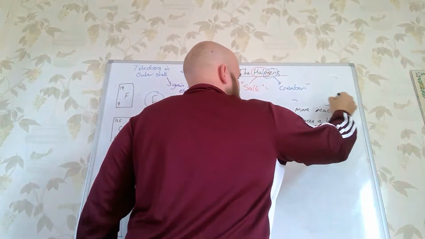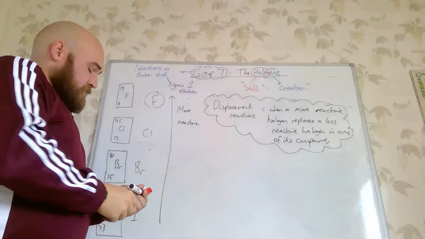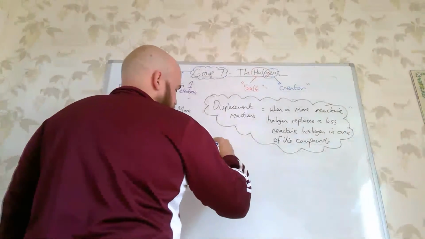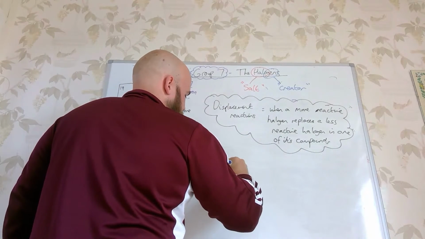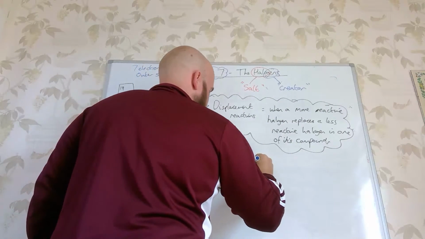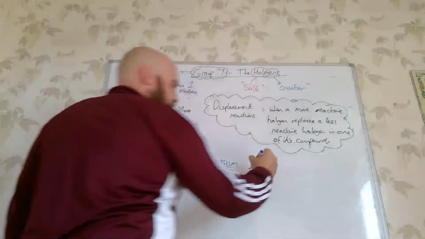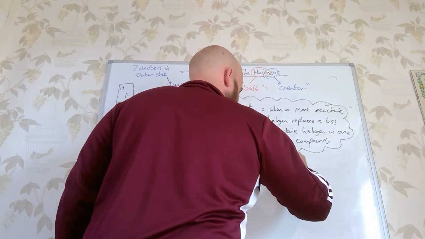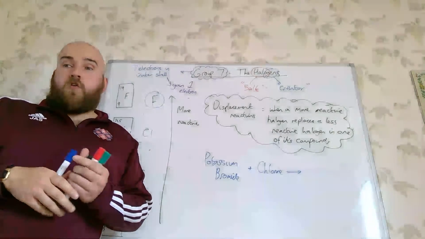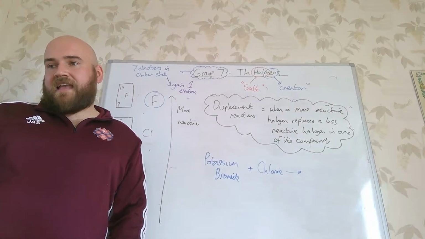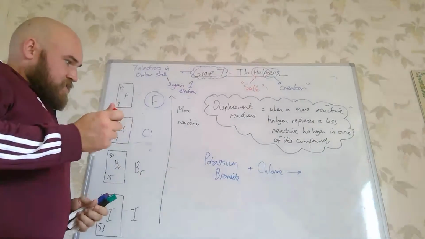And let's do a couple of word equations. Let's try and put this into practice. So we've got potassium bromide plus, and we'll just pick any one of these, chlorine. That'll do. Okay, so potassium bromide plus chlorine. Will we get a reaction? Okay. Well, let's have a look.